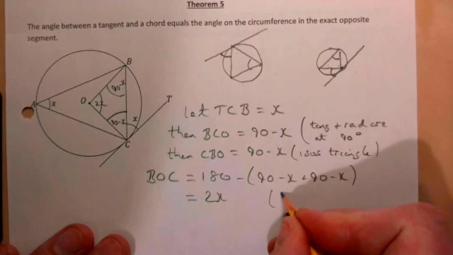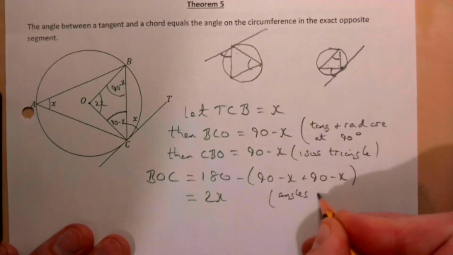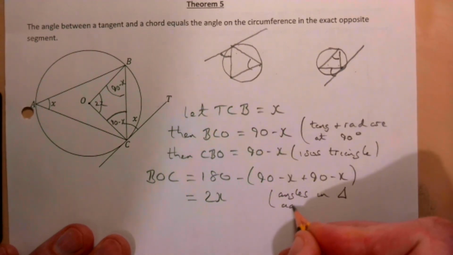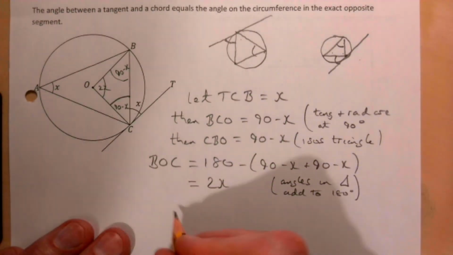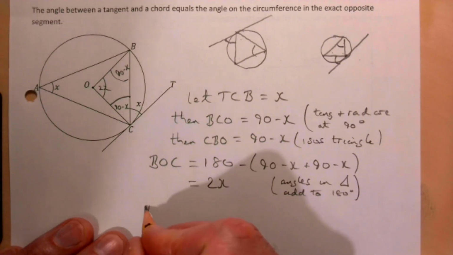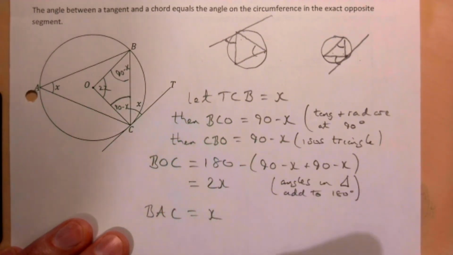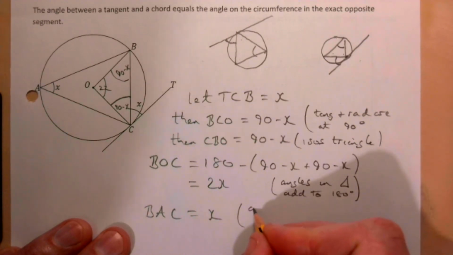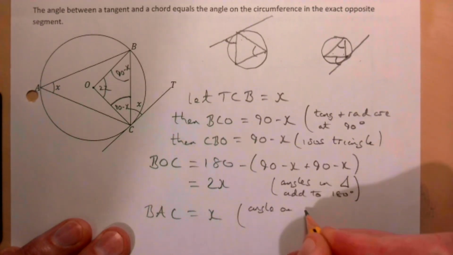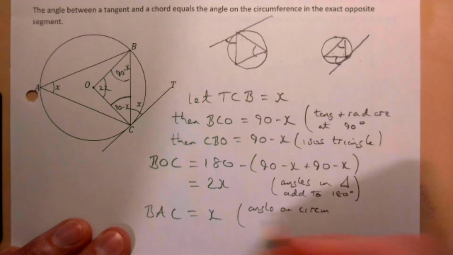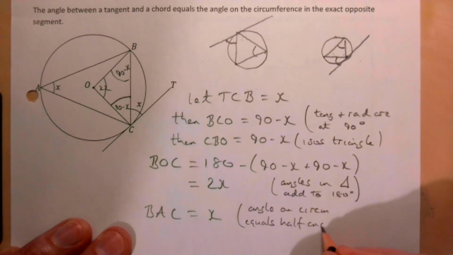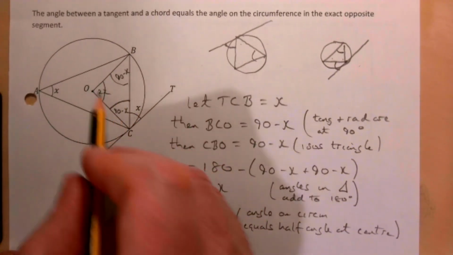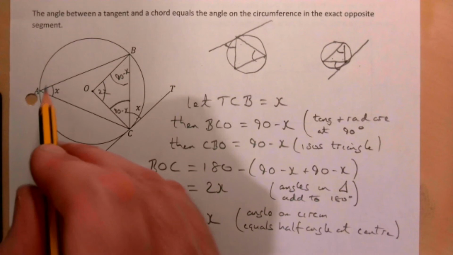The reason for that is angles in a triangle add to 180 degrees, and that means then that BAC is equal to x, and the reason for that: angle on circumference equals half angle at centre. And that's the proof of it there, effectively showing that that is x, so that must be x as well.